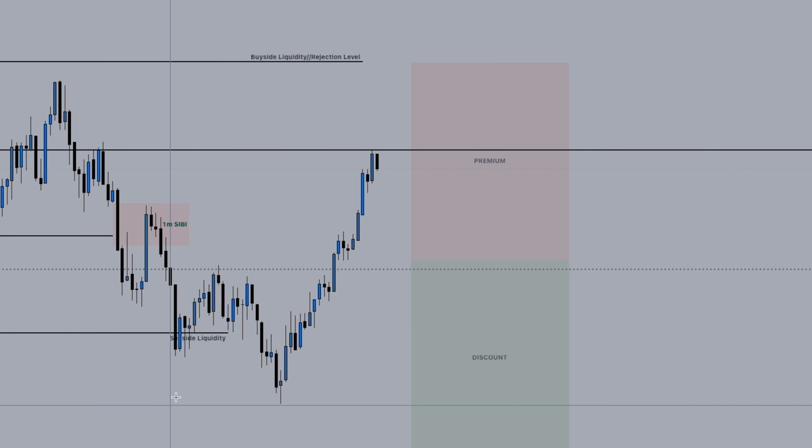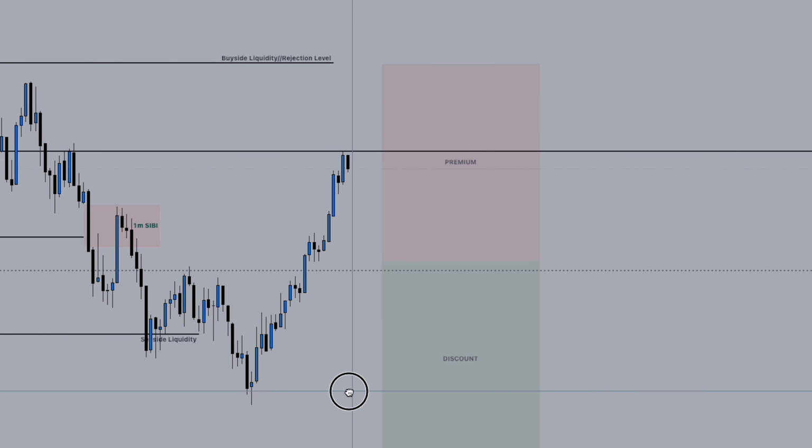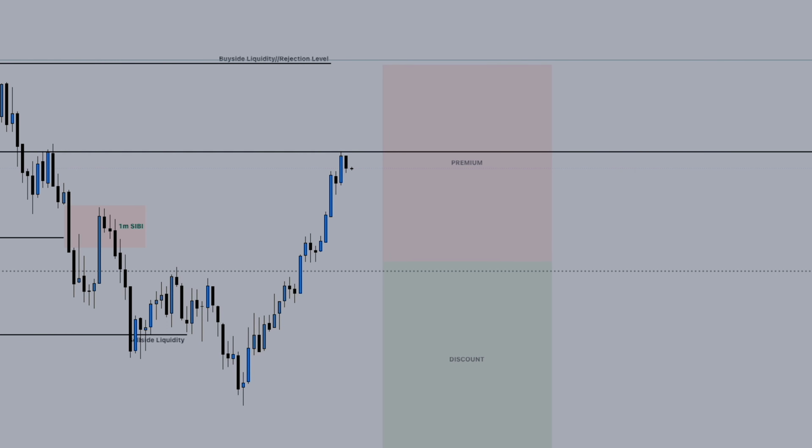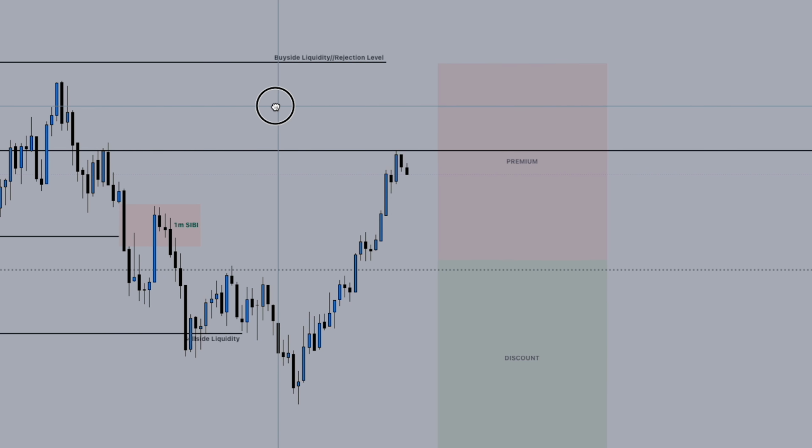Came through it, ran through it. Now it's repricing higher. Now, as we reprice higher at a discount, granted, I wouldn't want to go long at this point, even though this level is the most likely level to be targeted next, right? This is the next liquidity level that price will most likely be attracted to.